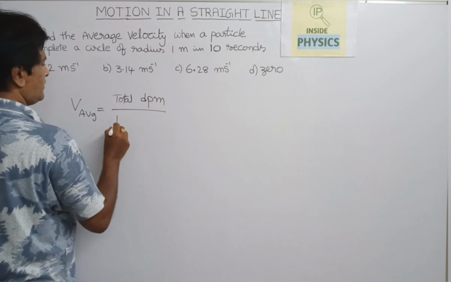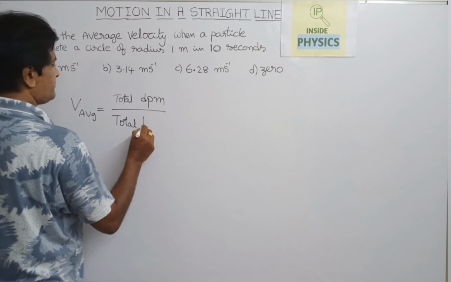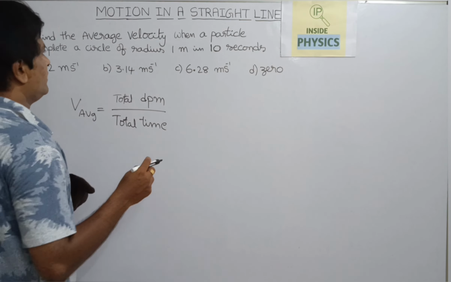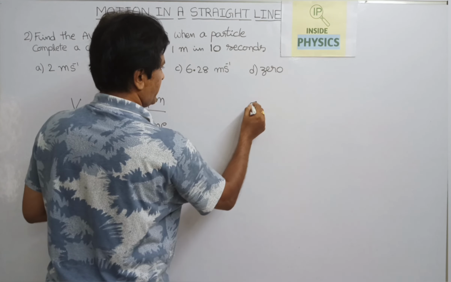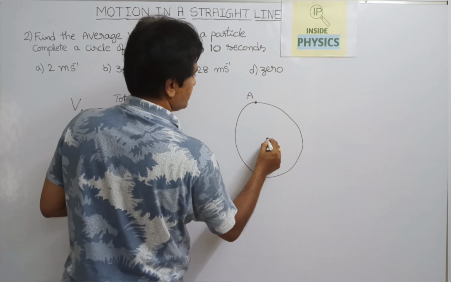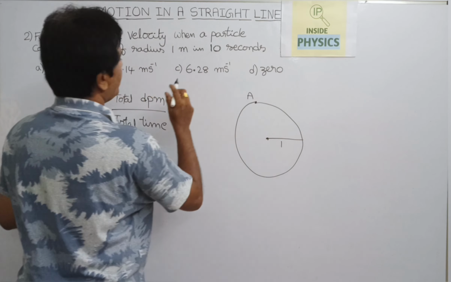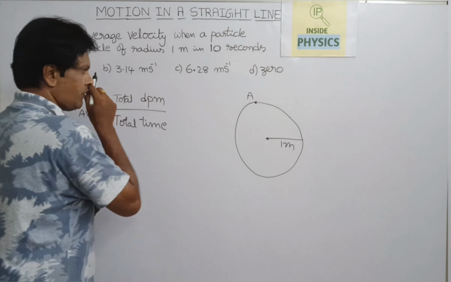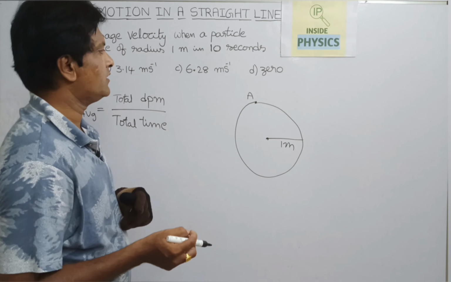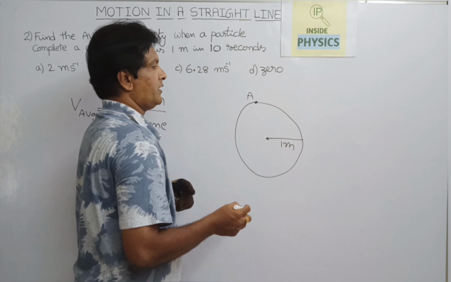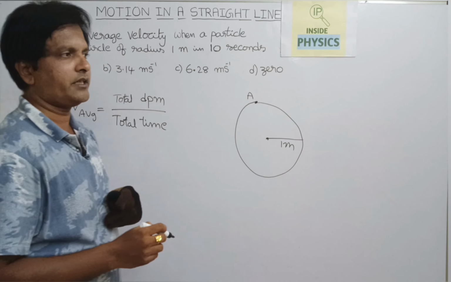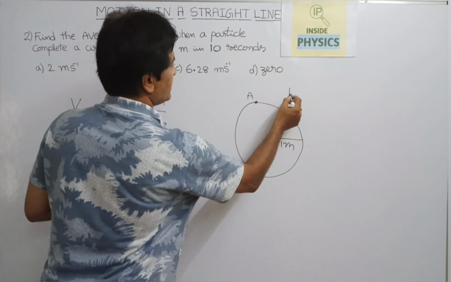In this case, the object is moving in a circular path and completes one circle of radius 1 meter. So a particle starts from A in a circular path of radius 1 meter. What is the displacement? Logically the displacement is nothing but the shortest distance between the initial point and the final point. The initial point is A and it again completes one circle, so the ending point is also A. Here the displacement is 0 in this case.